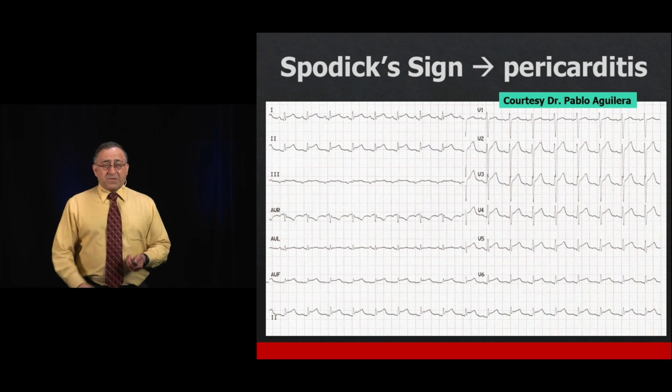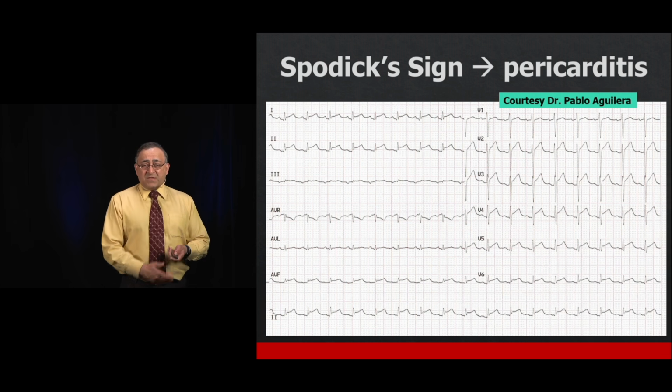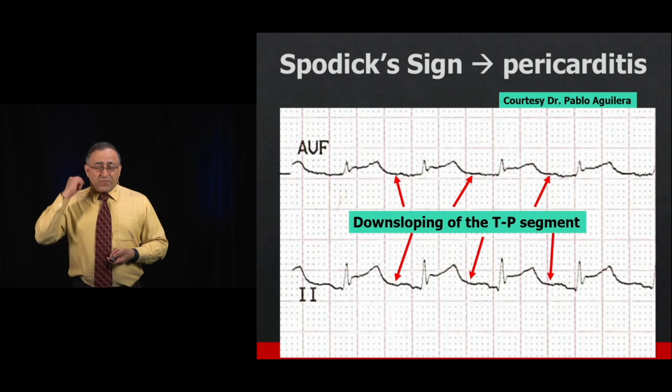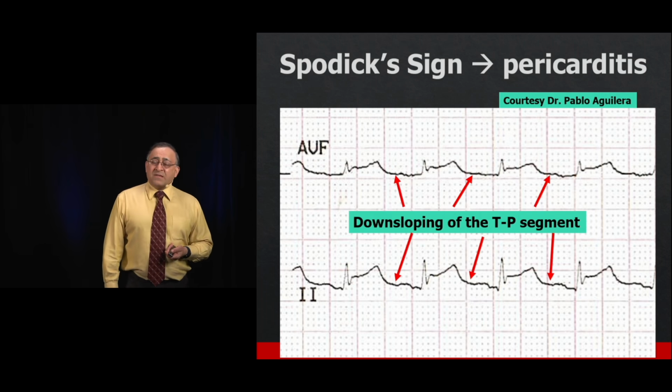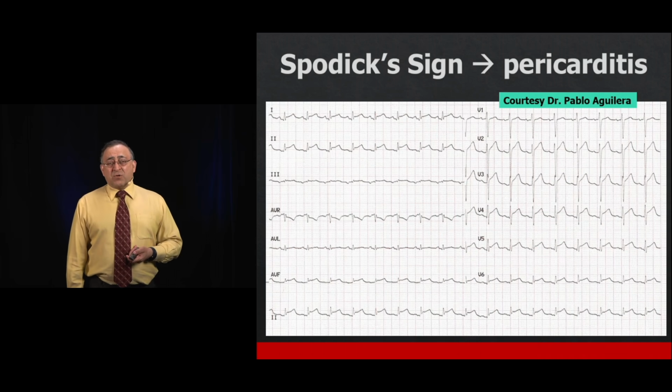You see it in the rhythm strips there as well. Lead 2 is a nice rhythm strip showing that downward sloping of the TP segment. That is referred to as a Spodick sign, and that's a suggestion of pericarditis. It's not definitive, and that's why I say it should be the last thing that you go looking for.